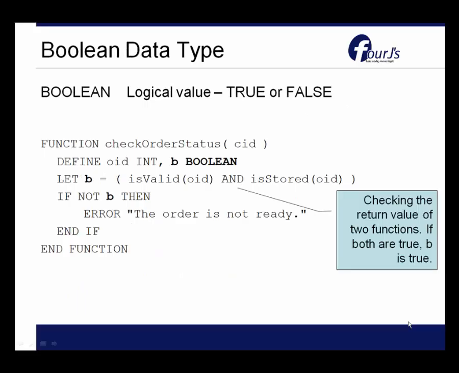Now the last data type we'll look at is the Boolean data type, which is simply a logical value returning true or false. In this function, we're just simply checking to see the value of calls to two functions is valid and is stored, and if both are true, then our variable b will also return true, and if it's not true, then we're specifying that the order is not ready. So again, it just simply returns true or false, 1 for true and 0 for false.